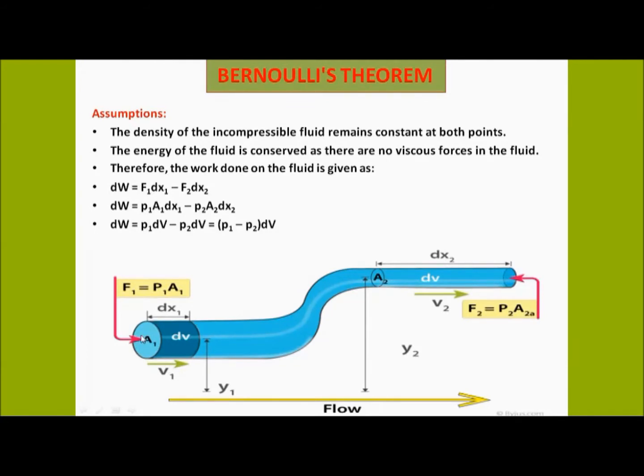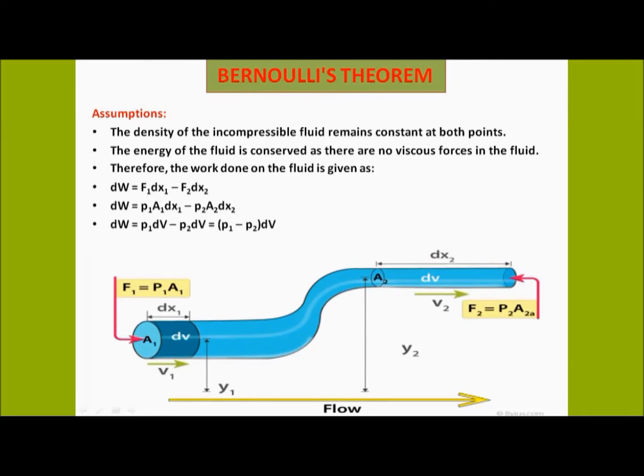In this distance, starting from this point and ending at this point, this is the amount of force applied, because we know that work done is equal to force into distance, right? So here we have applied force F1, and the distance covered during this force is dx1. So the work done is equal to F1 dx1, the initial force we have given, and minus F2 dx2, the force which is going out.